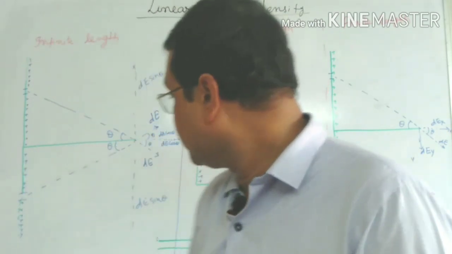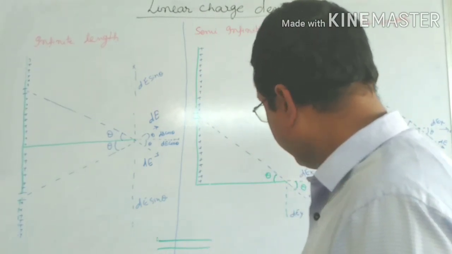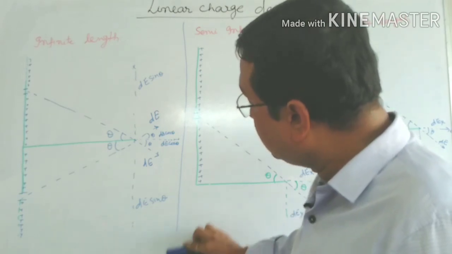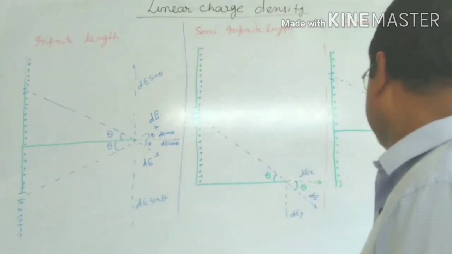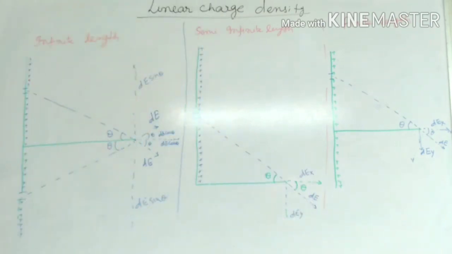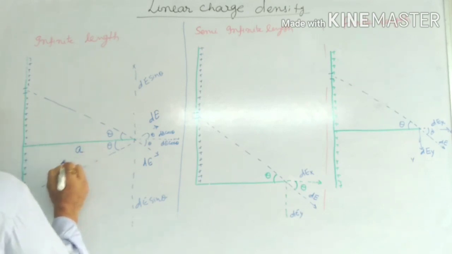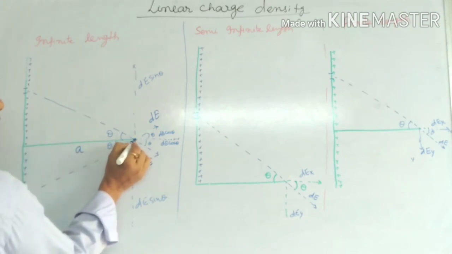So what happens? See guys, infinite length means the length is very large compared to the distance where we have to calculate the electric field. Let us discuss one by one. This is an infinite length, and this is a perpendicular distance A from this infinite line where we have to calculate the value of the electric field.